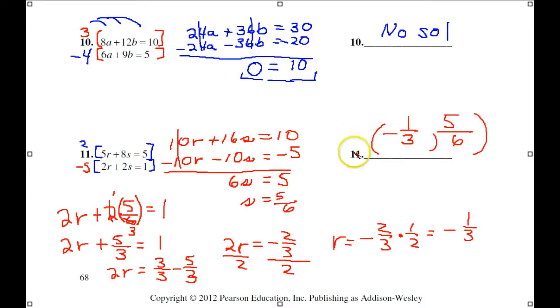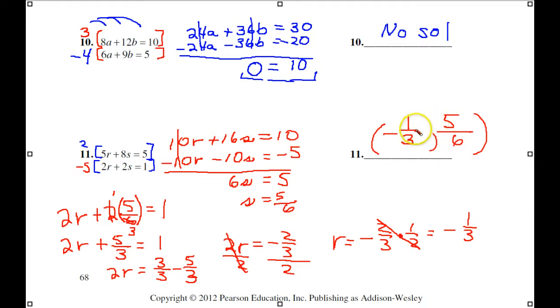So this gave me some fractions here. I saw that coming. So s is 5/6. I then put 5/6 into this second equation up here. That canceled out, and I got a 5/3. Brought that over, converted the 1 to 3/3. I got a 2r equals a negative 2/3. Had to divide both sides by 2. And when I divide by 2, I change it to its reciprocal. Here the 2's cancel out, and I get a negative 1/3.